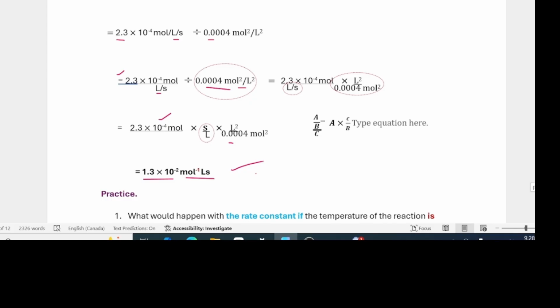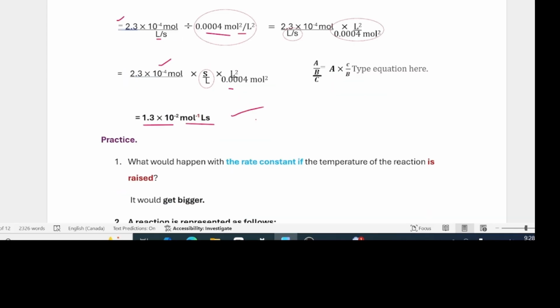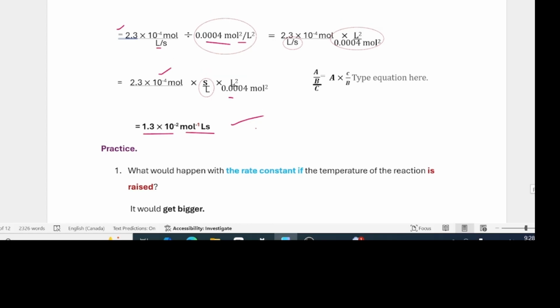Next question is, what will happen with the rate constant if the temperature of the reaction is raised? Of course, raising the temperature of a reaction causes the rate of the reaction to increase. So this value here is going to go up a little bit more, but the units will stay the same.